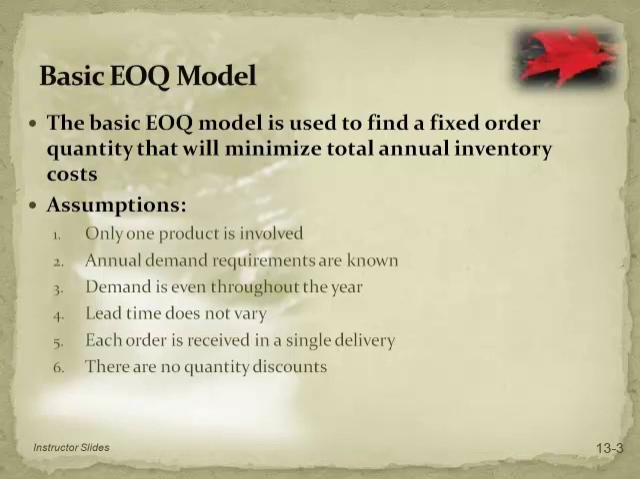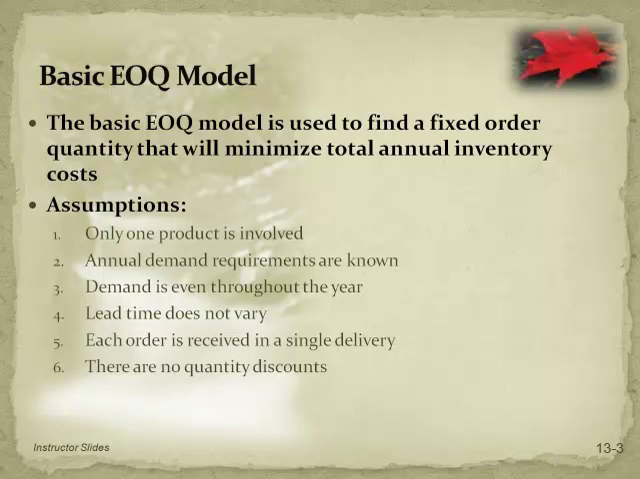So one of the assumptions is that the annual demand for this particular item is known, that we know what that is. Well, that's hard to do. We've talked about how forecasts are very uncertain at best. We've said that forecasts are always wrong. So knowing the annual demand is a very difficult task.